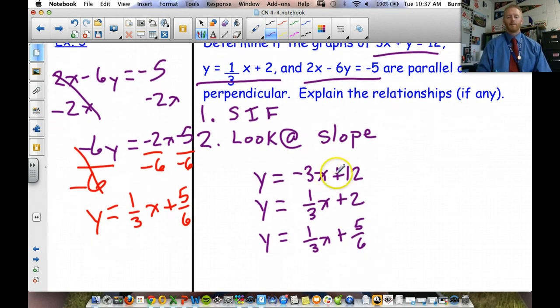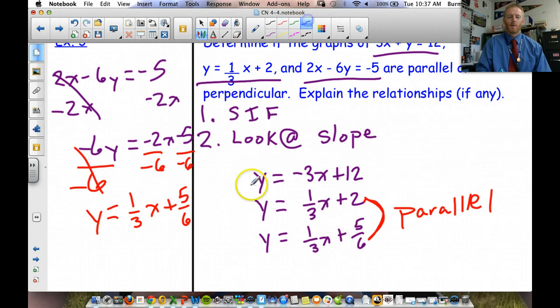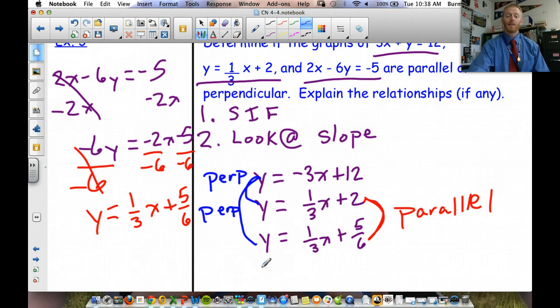So if we look at these two, I'm going to make color combinations here. These two are parallel. This one is perpendicular to each other, along with this one and this one are perpendicular to each other because they are opposite reciprocals. Okay? So that is how we determine if they are parallel or perpendicular. Everything has to be in slope-intercept form for us to check these slopes very, very quickly and easily. That's what you guys got to do for your assignment.